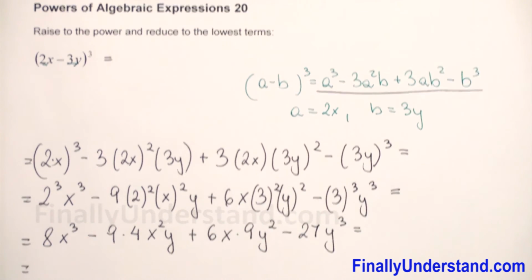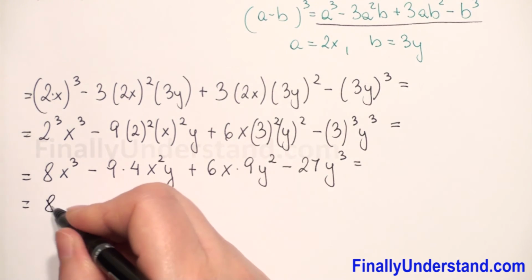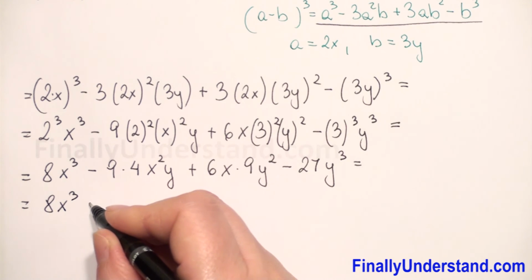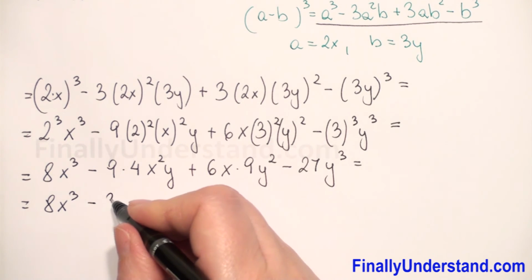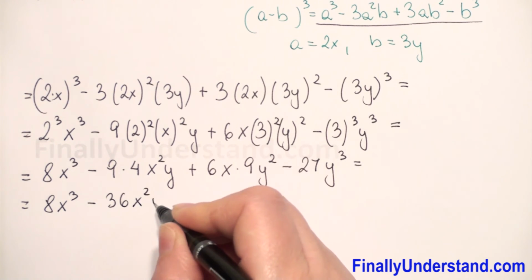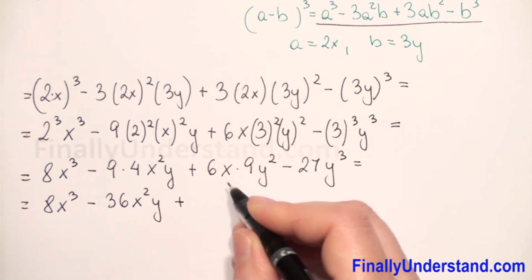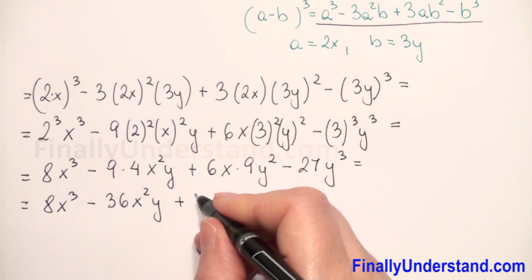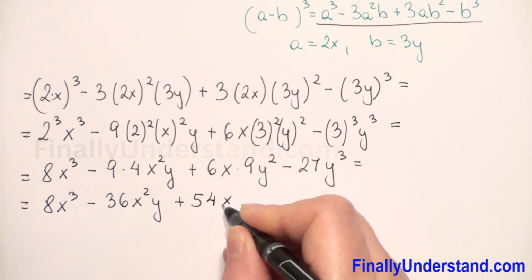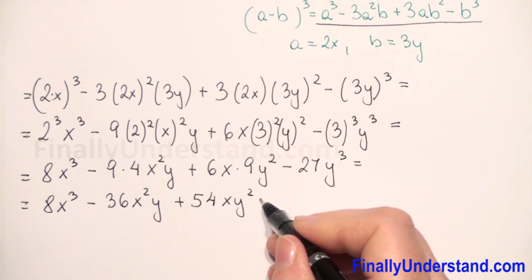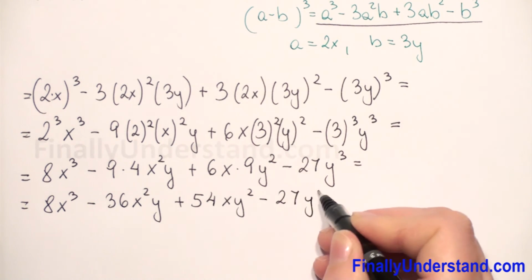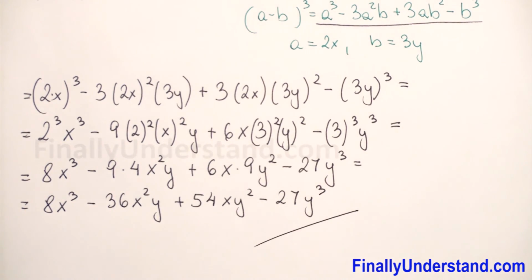So this is equal, we have 8x cubed minus 9 times 4 is 36x squared y, plus 6 times 9 is 54xy squared, and we have minus 27y cubed. This is my solution.